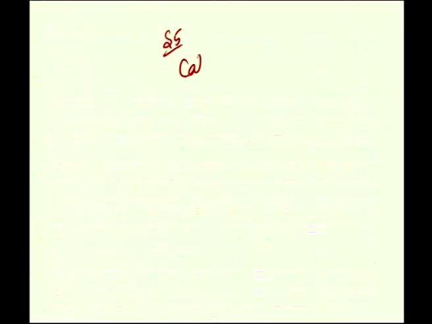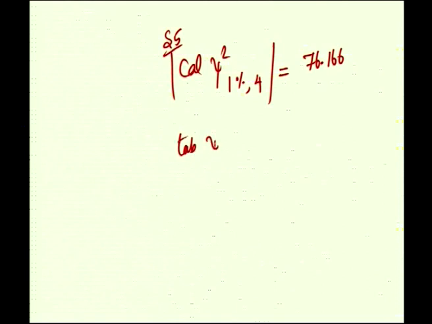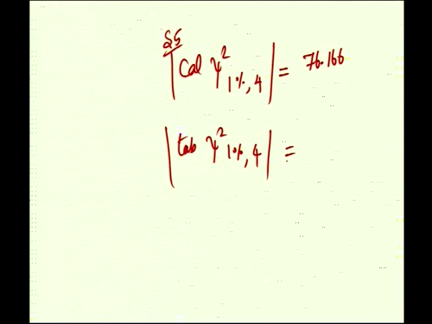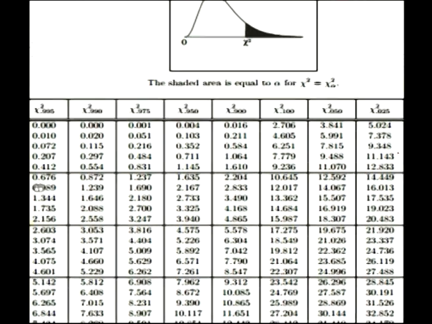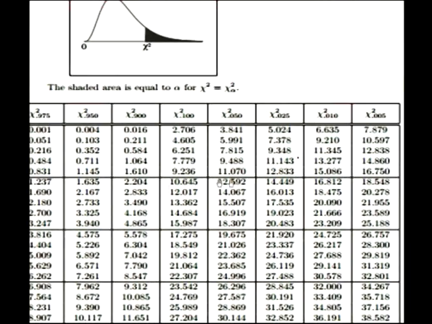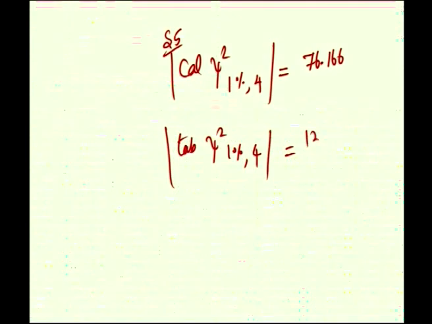Step 5, calculated chi-square at 1% level of significance and 4 degrees of freedom is 76.166, and then tabulated chi-square at 1% comma 4 degrees of freedom. Just look at the tables. This is the 4 degrees of freedom and 0.01 value is here, 13.277, isn't it? This is the tabulated value at 1%, 0.01 and 4 degrees of freedom, 13.277.